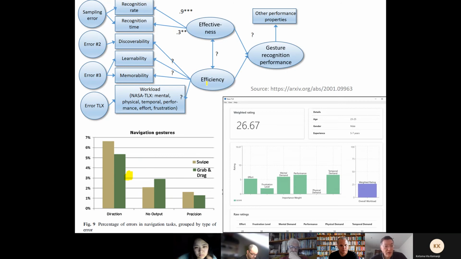Other people are also using, of course, the percentage of errors, which is also a sub-criterion of efficiency. That is, to what extent people may produce some error in issuing some gestures. So, for instance, from this study, we can see that swipe gestures are producing a little bit more errors, but not too much, 6%, as opposed to grab and drag gestures. So the error rate for those swipe gestures is a little bit higher, maybe not for direction, but for output. So error rate is also a way to estimate efficiency.